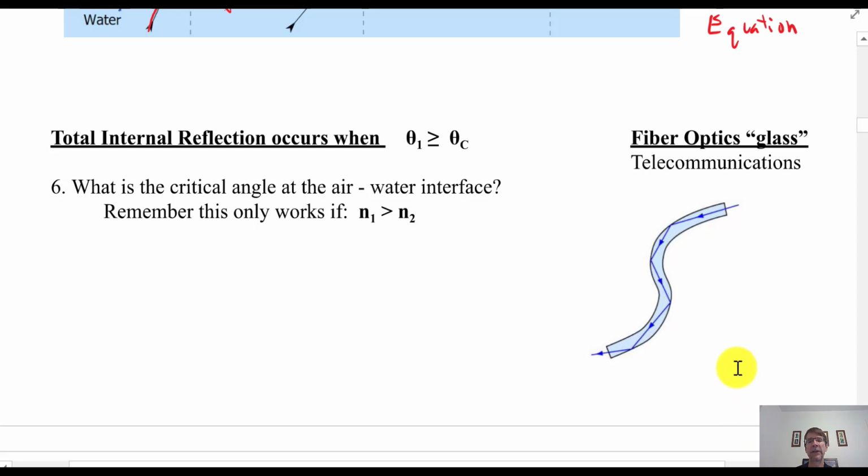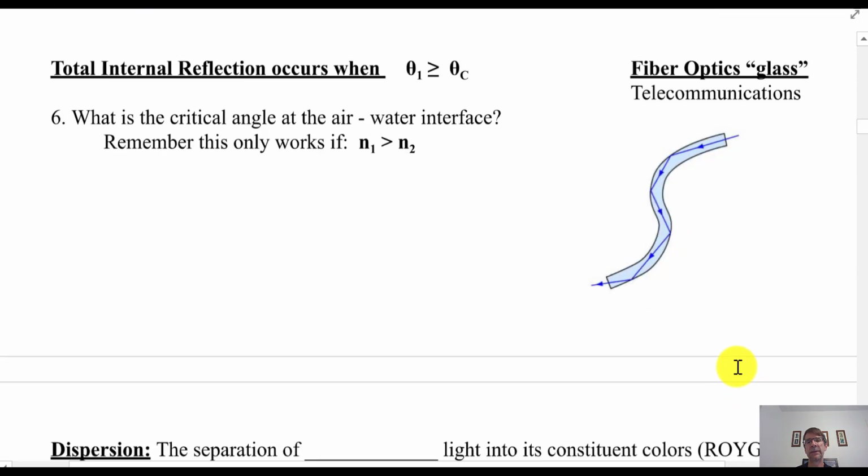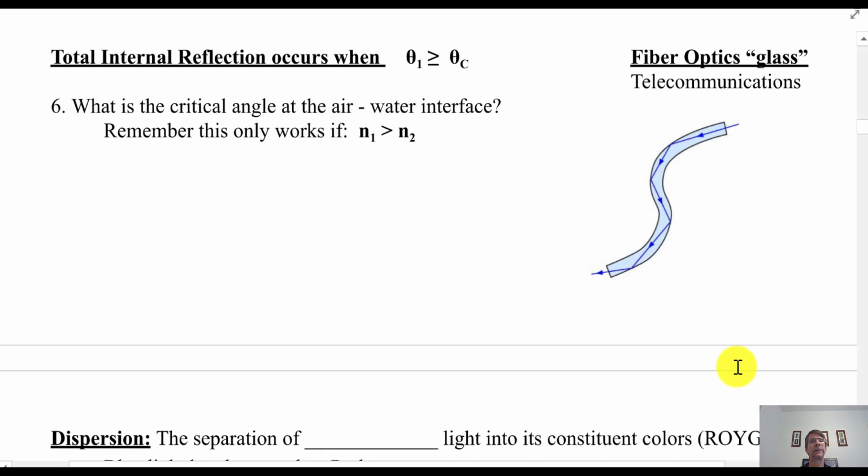I'm going to do an example problem, then I'll show you a little video on this. But let's do a sample problem first. It says, what is the critical angle at the air-water interface? Well, that's pretty straightforward. The sine of theta critical equals n sub 2 over n sub 1, where n sub 1 has to be greater than n sub 2.